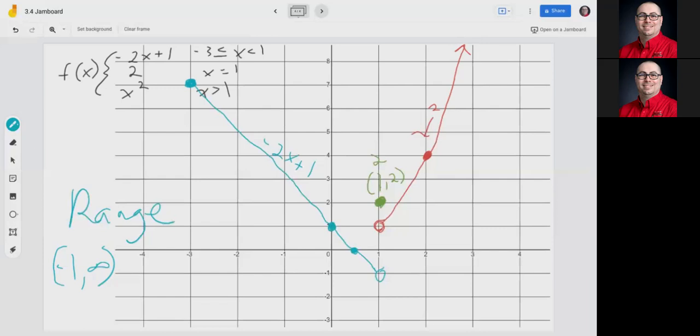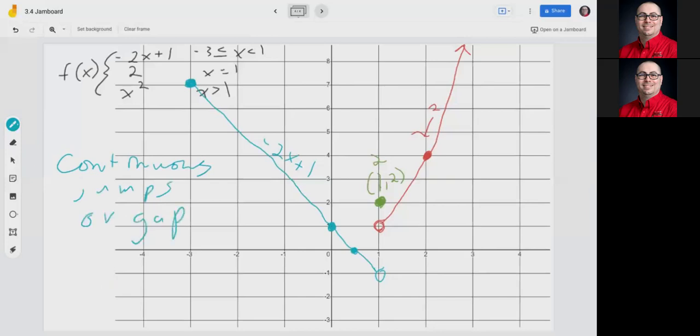All right, so let's talk about the next thing it's asking us, which is, let's see how they word it before I go. Is f continuous on its domain? So for a function to be continuous, there needs to be no jumps or gaps. Okay. And so basically the easiest way to remember what continuous or continuity means is, can you draw it without lifting your pen? Okay. So if you can draw the graph without lifting your pen, it's a continuous function.